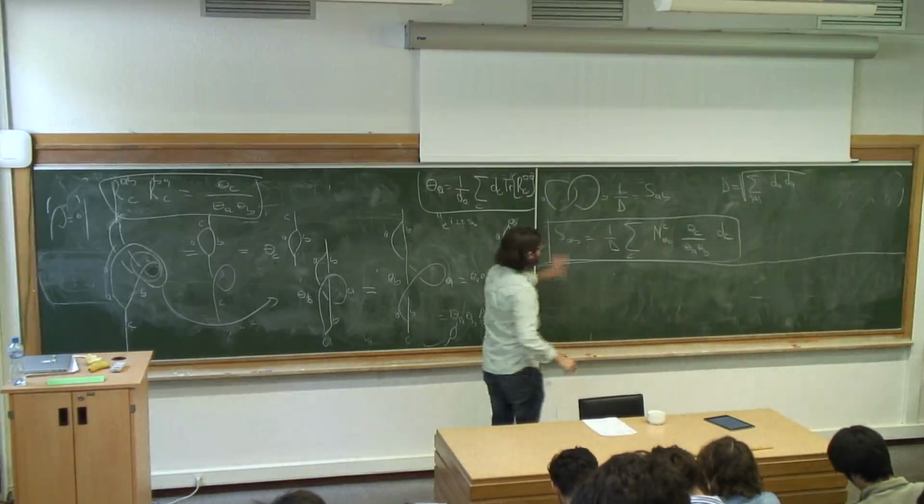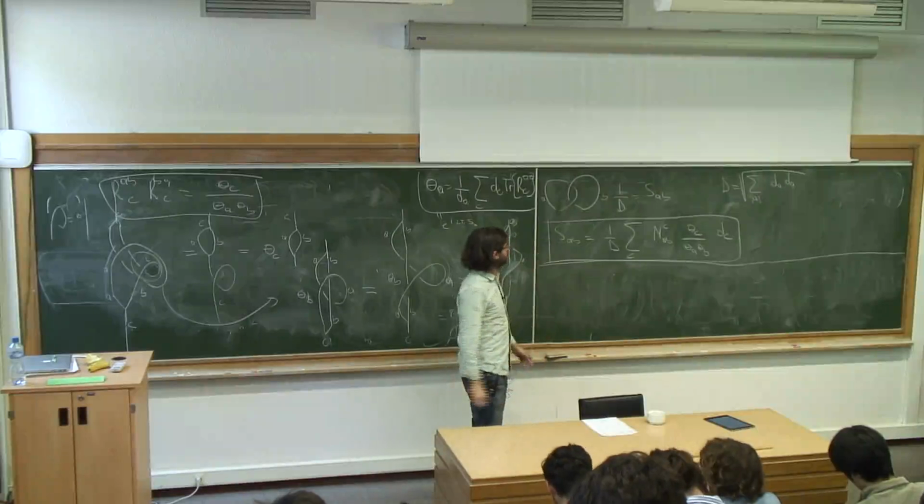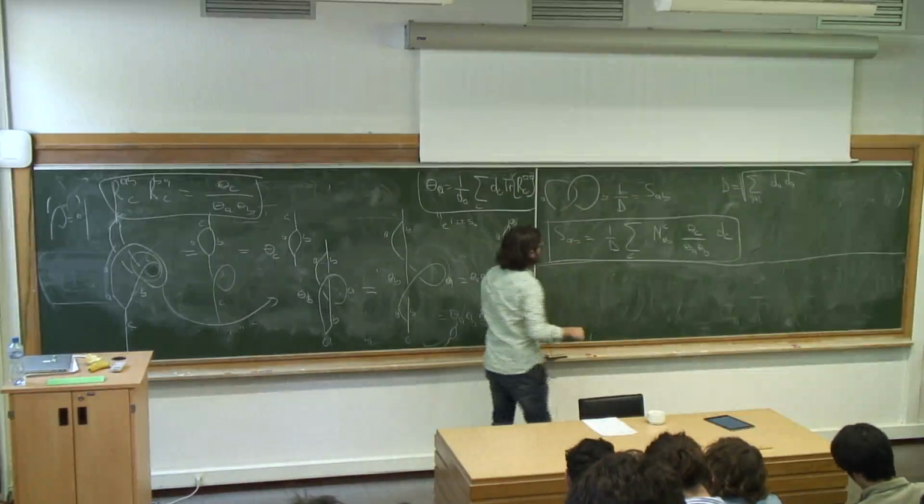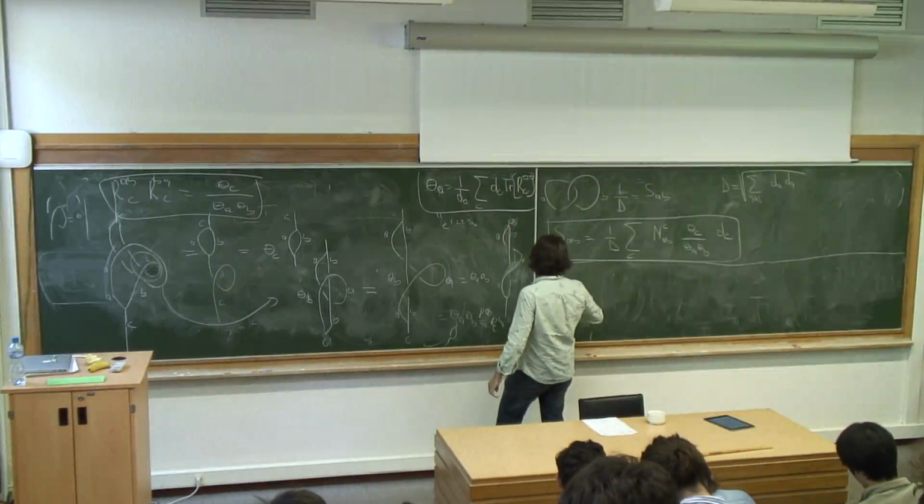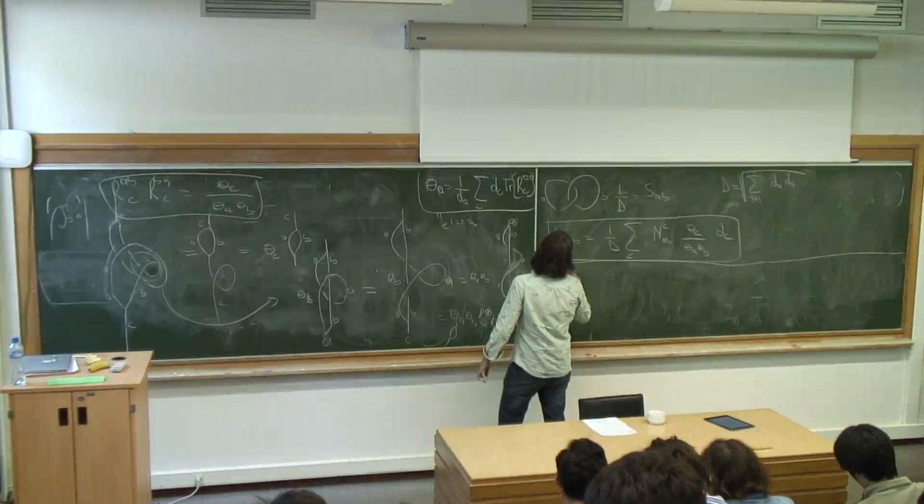Okay, so how do you prove this? Well, this is actually very easy to prove. The way you do it is by inserting an identity here. So we're going to do the same as what we did before. So I'm going to do this.